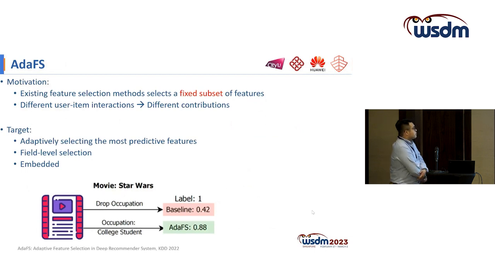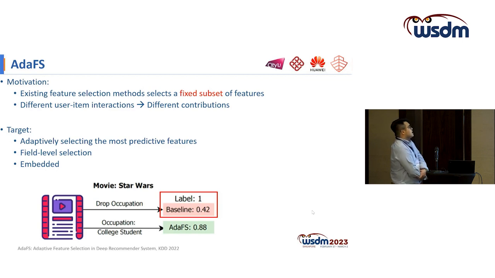We can find that the aforementioned methods usually select a fixed subset of features for deep recommender systems. However, this could misguide the deep recommender system to generate a wrong prediction. For example, for the movie Star Wars, if we select a fixed subset, maybe the occupation is dropped for this recommendation model. While maybe there is a college student who is usually interested in this kind of movies, without considering his occupation, we may get a wrong prediction. While if we consider his occupation, we could get the right prediction.